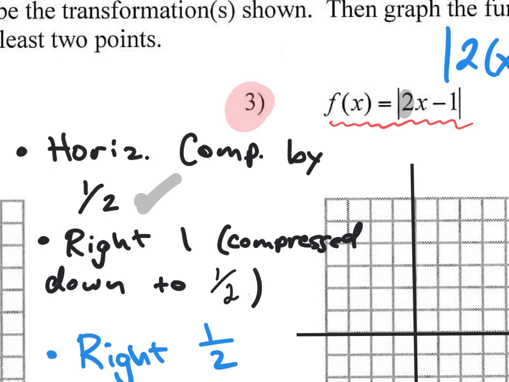But because the entire graph has been compressed by a factor of 1/2, this 1 here, if I'm using air quotes, I know you guys can't see me, that 1 there is also subject to that same compression. So instead of moving over a full unit, we'd also have to compress down the horizontal shift itself. So we would actually end up shifting right a half of a unit.